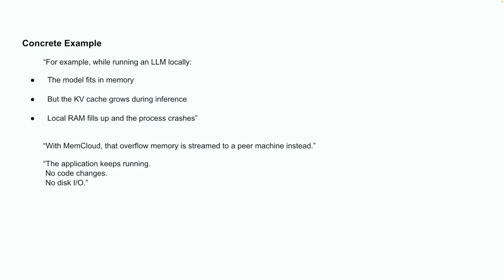Since the KV cache increases gradually, this overflow memory will be streamed to a peer machine connected via MemCloud, and the application keeps running. In this, there are no code changes, no disk IO, and our application would work.